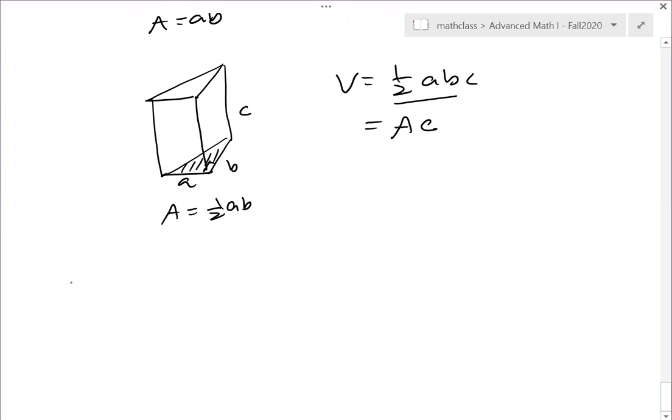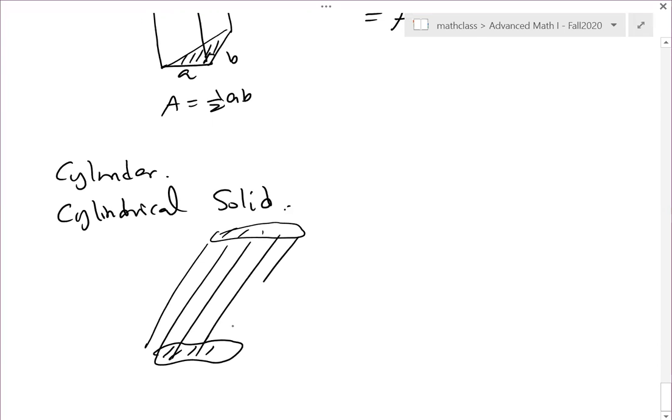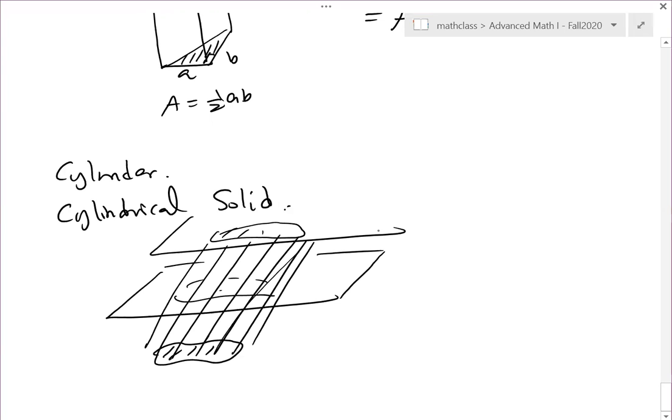So let me introduce the concept of a cylinder, or cylindric solid, okay? A cylindric solid means you have a region, a two-dimensional cross-section, consisting of lines, and all the cross-sections are the same. If you use parallel planes to cut it, all the cross-sections are congruent.